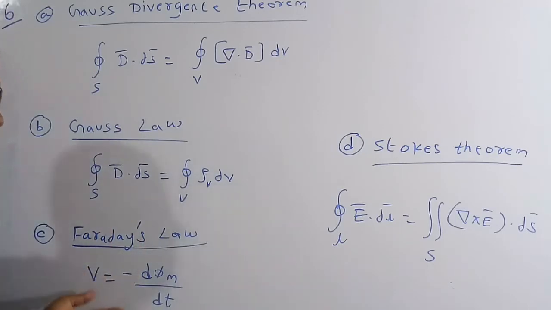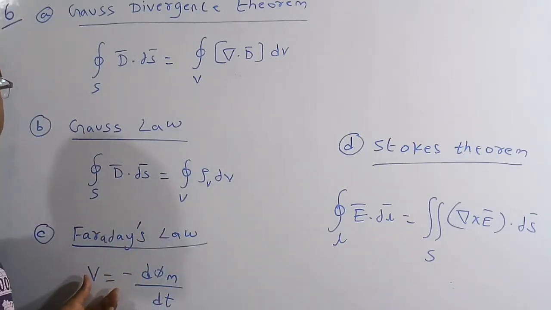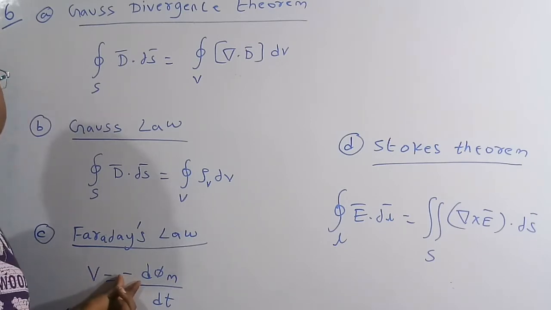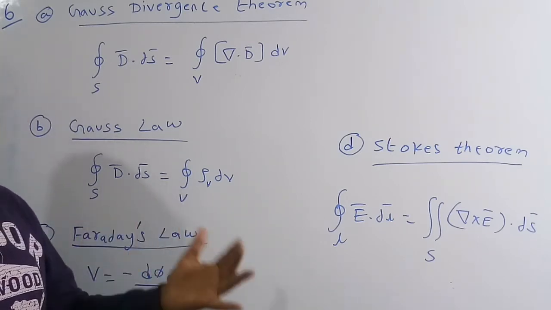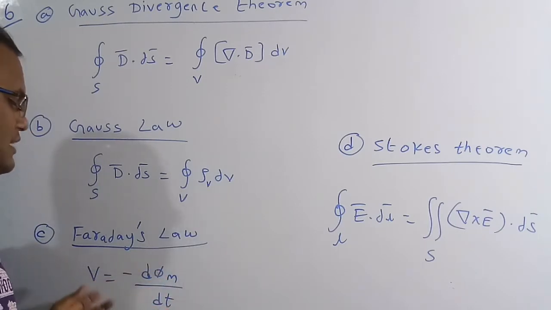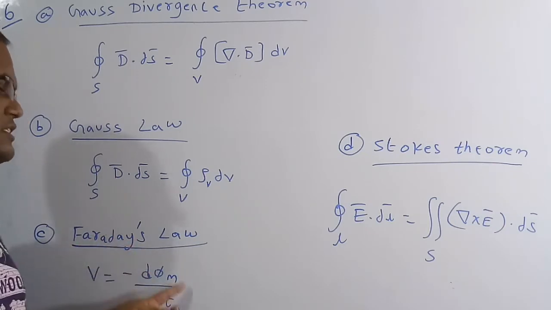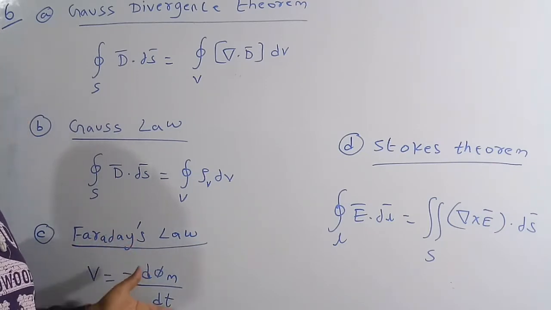So whenever there is a rate of change of magnetic field or magnetic flux, the voltage is going to get induced. This negative is nothing but Lenz's law. It is always going to oppose the cause. So therefore V is equal to minus d phi m by dt. This is called Faraday's law. This negative is because of Lenz's law, and the overall equation is given by Faraday, so we say it is Faraday's law.